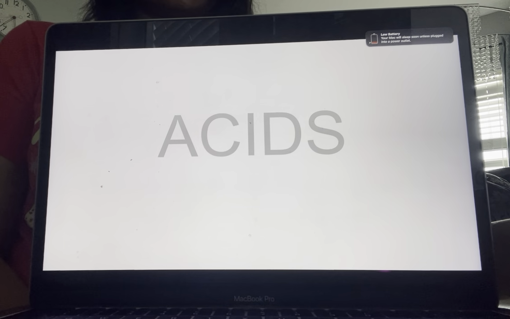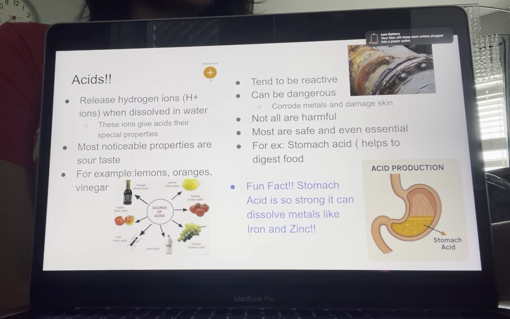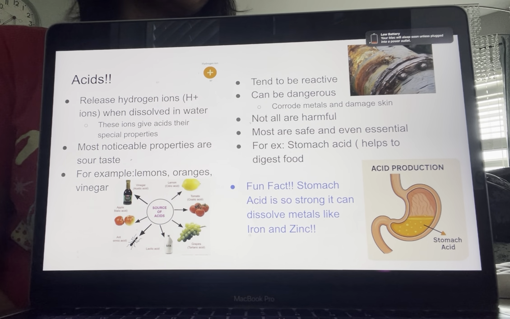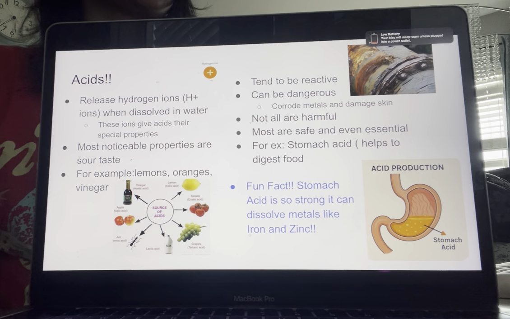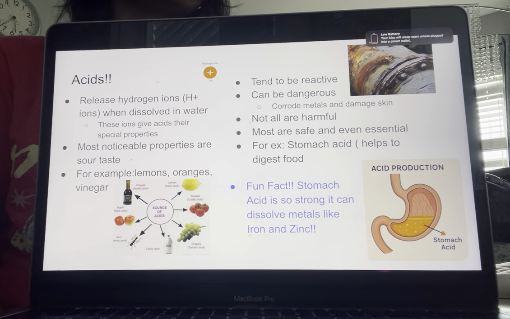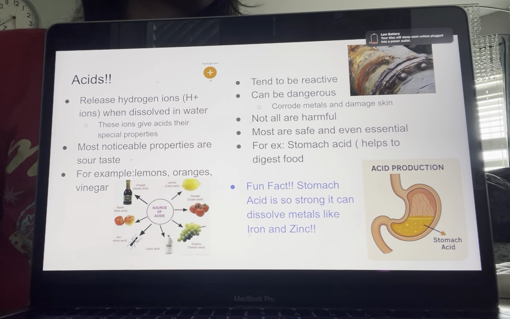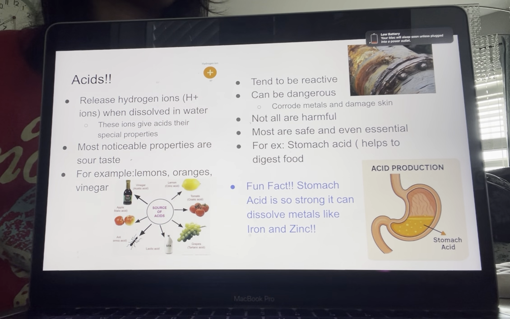First, let's start with acids. Acids are substances that release hydrogen ions, seen right there, also called H+ ions, when they are dissolved in water. These hydrogen ions are what give acids their special properties. One of the most noticeable properties of acids is their sour taste. For example, foods like lemons, oranges, and vinegar are all acidic.